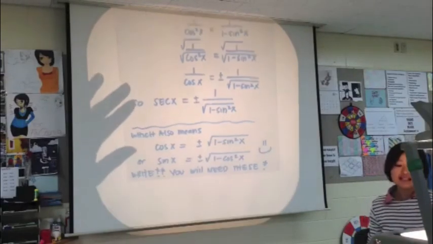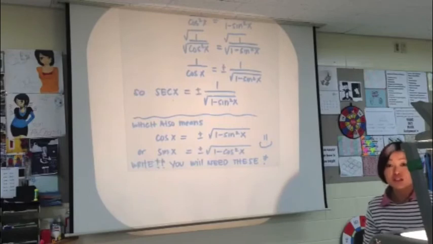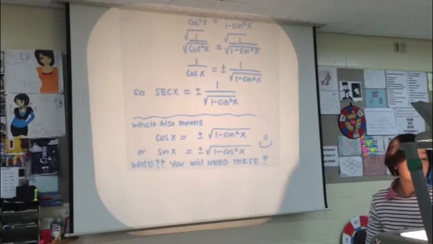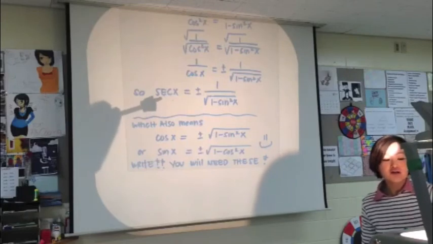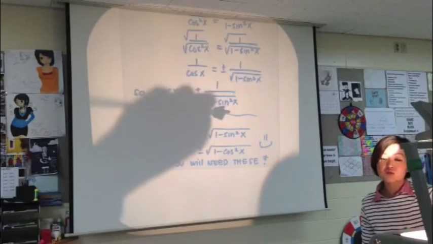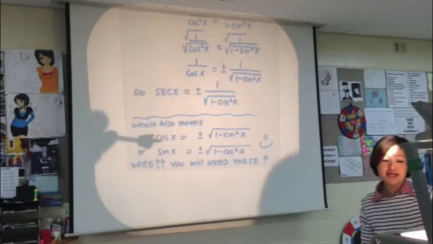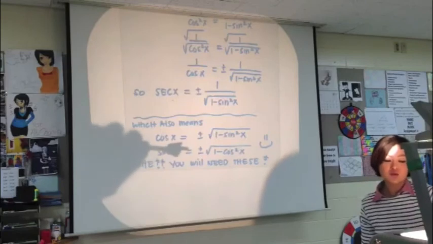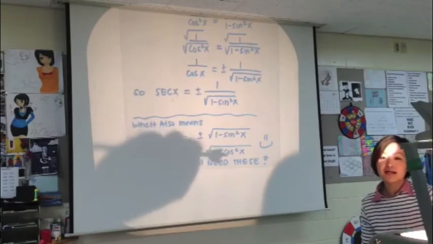Please write these down, because you're really going to use these for your homework assignment tonight, okay? So write this. Secant x is equal to plus or negative 1 over the square root of 1 minus sine squared x. You also have to use cosine x is equal to plus or negative the square root of 1 minus sine squared x. And sine x is equal to plus or negative the square root of 1 minus cosine squared x.